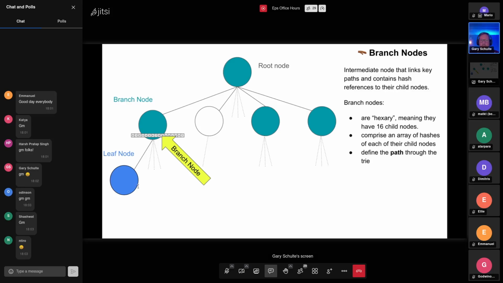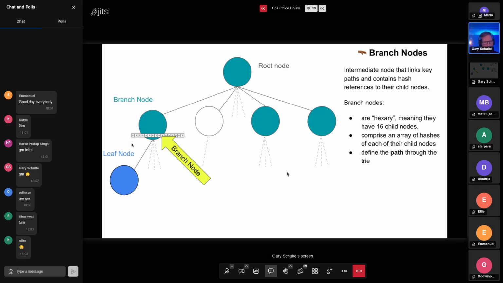So looking at branch nodes to start. Branch nodes, as I said, are those intermediate nodes that link the keys and paths, and they contain hash references of their child nodes. They're hexary. They have as many as 16 child nodes. The actual data that's stored in a branch node is an array of child node hashes. It's not pointers to the nodes. It's actually the hash of the value of the child nodes.